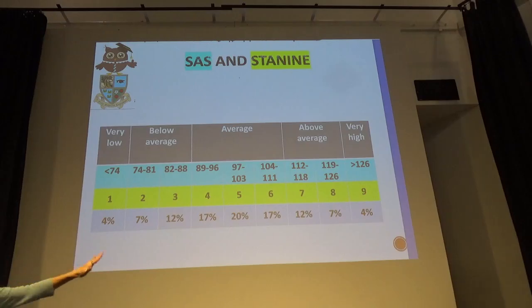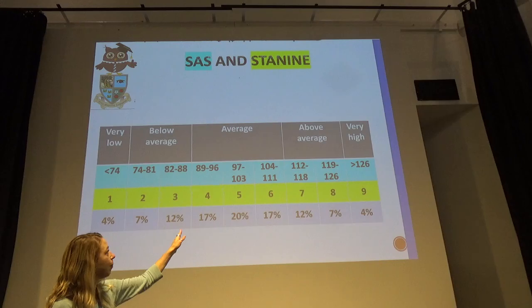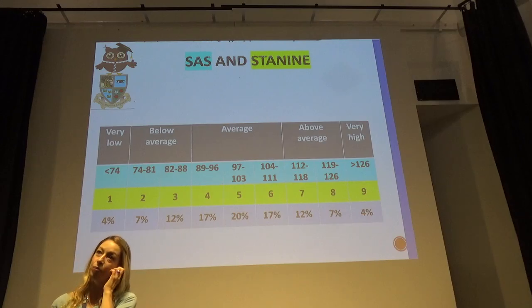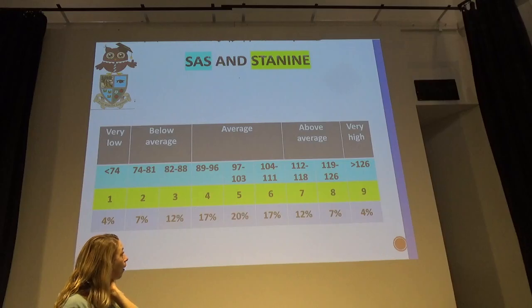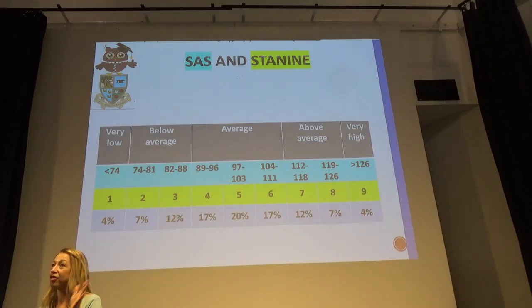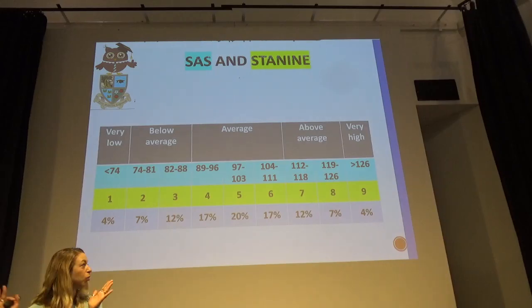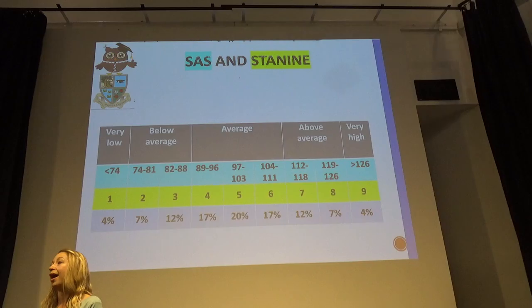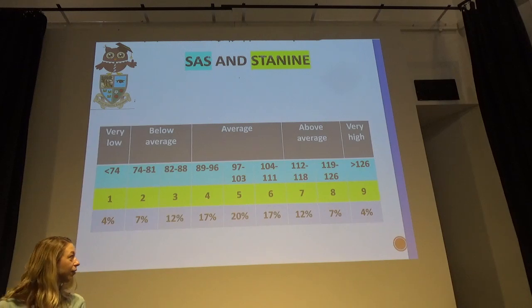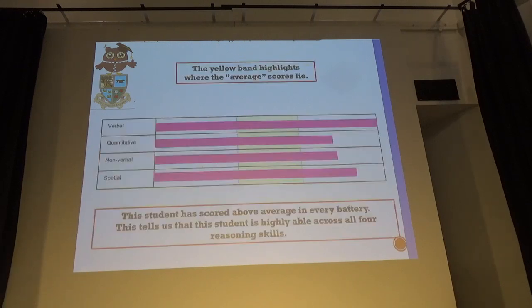On the other end, we have anything above 112. It would be considered high ability or above average, and very high would be above 126. So anything from 127 to 141, that's only 4% of children anywhere in the world, and that would be considered the very high ability range. We do have children who score in those areas as well.